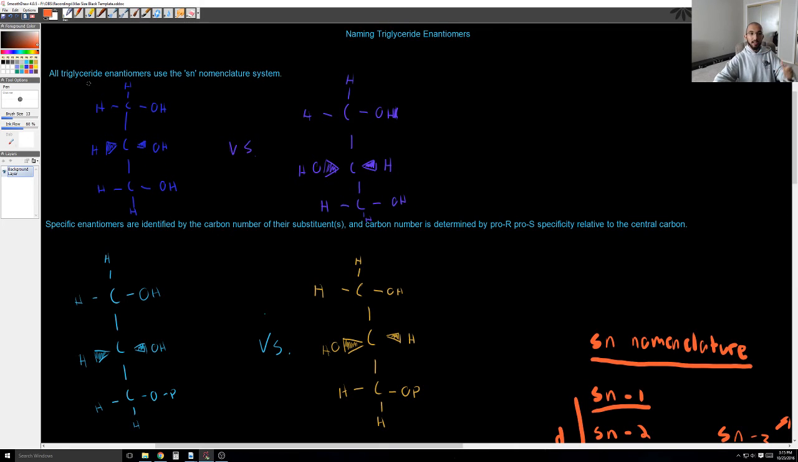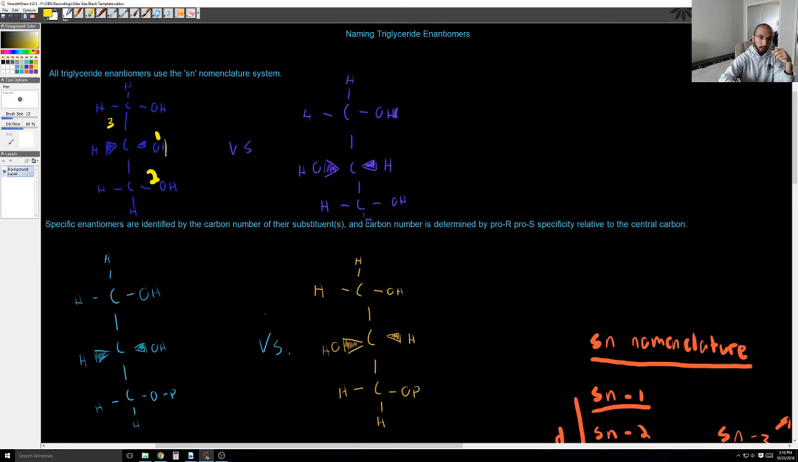So let's get more specific, and let's go into a proper example and talk about this a little bit more. As I said, all triglyceride enantiomers use the SN nomenclature system. So you can have two different orderings, where we have 1, 2, 3, or we can have 1 on the top, 2, and then 3. And let's see why each one is the way it is, just using this backbone without any substituents, and then we'll move on to a specific example down here. So this molecule we already looked at. We tried promoting the top one, and it was pro-R. So let's promote the bottom one. Let's make this 2, and this will be 3.